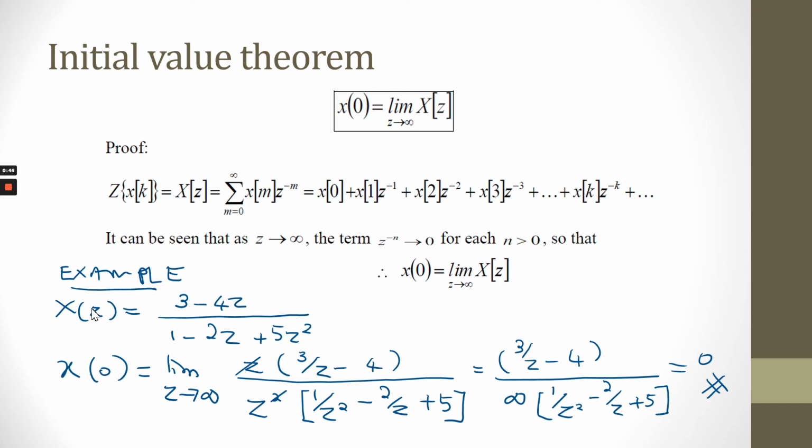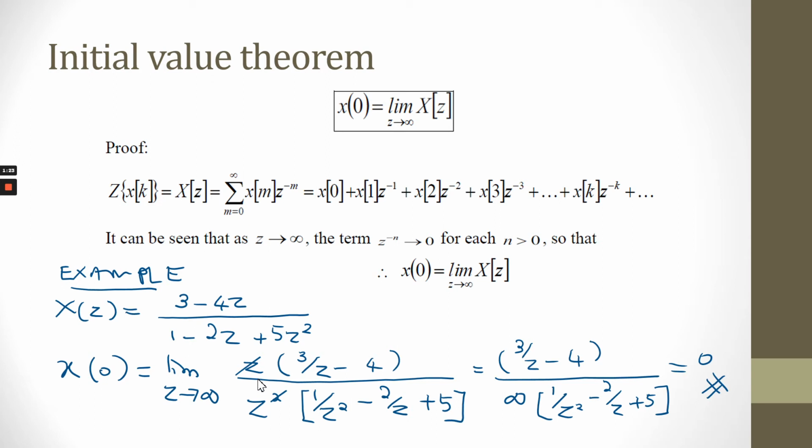For example, you are given this value of X(z) equal to 3 minus 4z divided by 1 minus 2z plus 5z squared. Now for the initial value theorem, for x at n equal to 0, in the z transform we apply the limit of z approaching infinity to this signal.